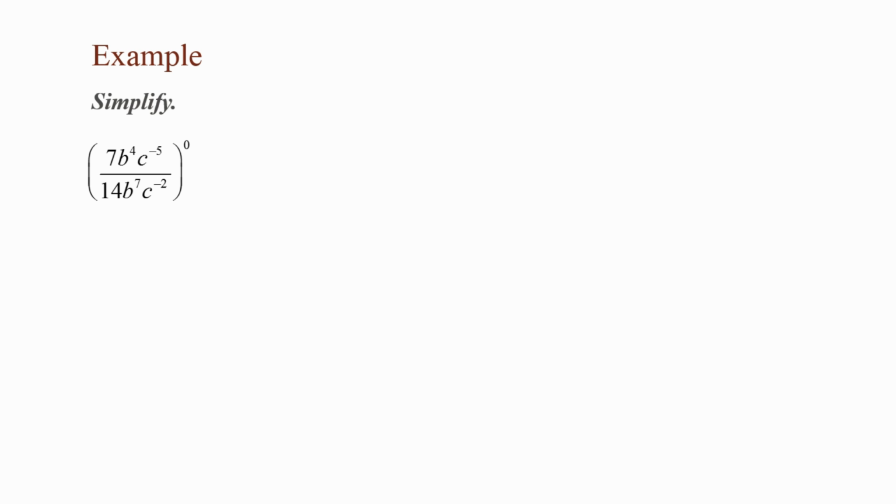In this example, I want to simplify parentheses 7b to the fourth c to the negative 5 divided by 14b to the seventh c to the negative 2, all to the 0 power. The trick to this one, anything to the 0 power is 1, even a parentheses. My answer is just 1.